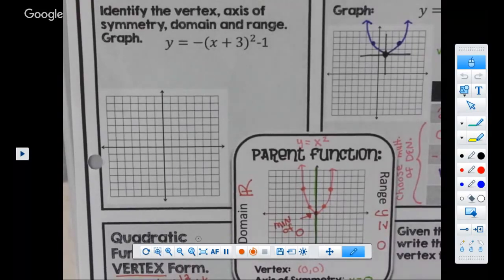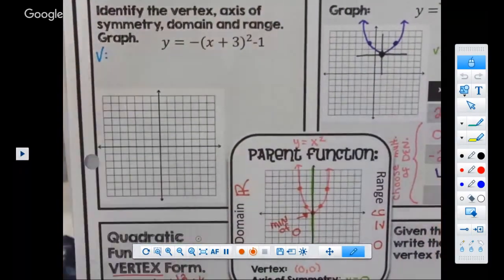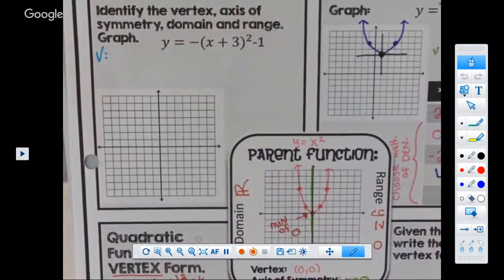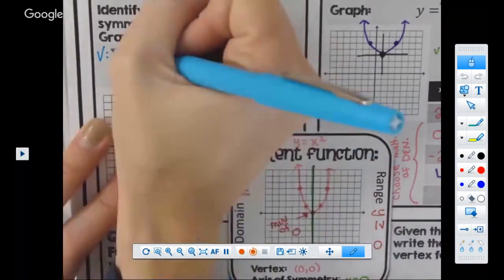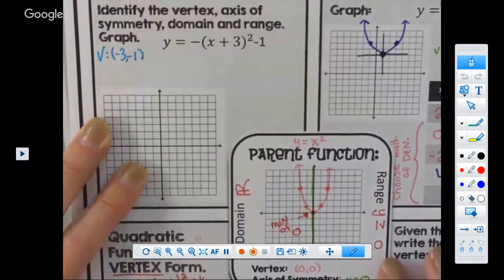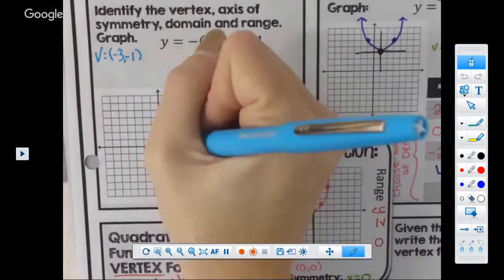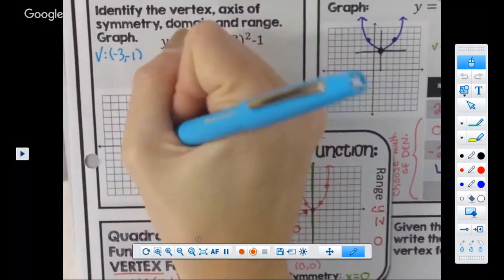All right, so this time it's asking us to find the vertex, axis of symmetry, domain. Let's start with the vertex. Y'all should be able to tell me this by now. What's the vertex? Yeah, I see a 3, -1. Inside, we're always going to use the opposite. So we have a -3. So what's the first point we're going to plot? -3, -1.